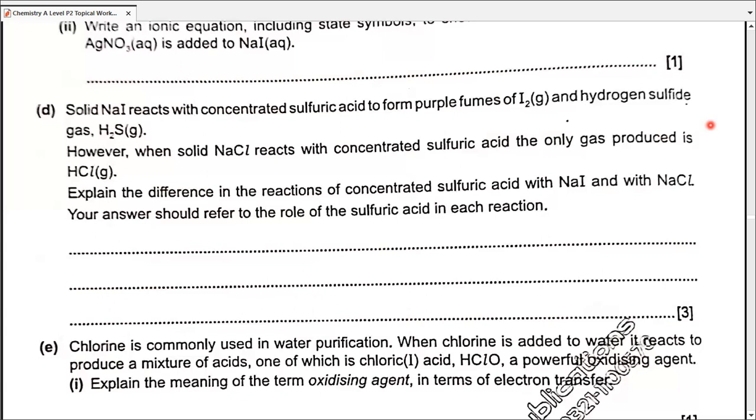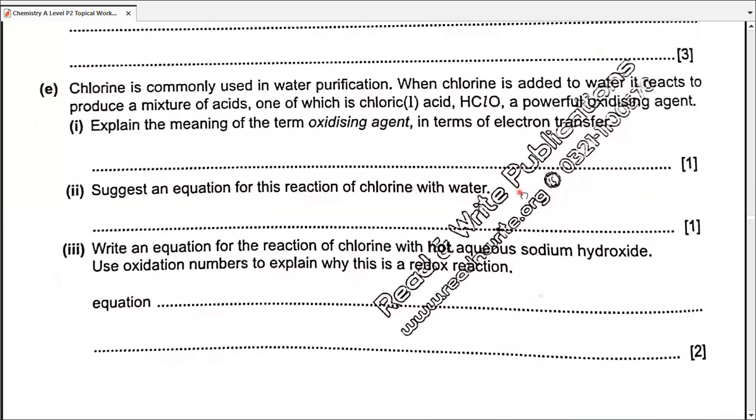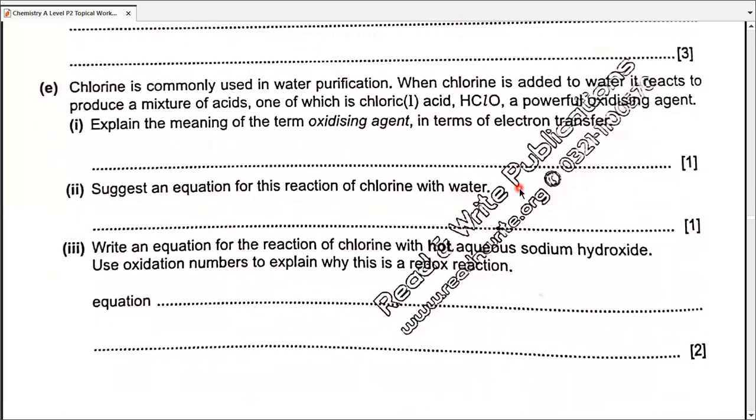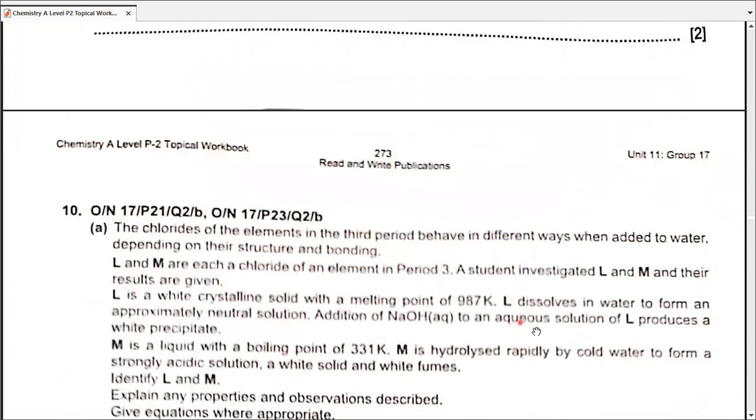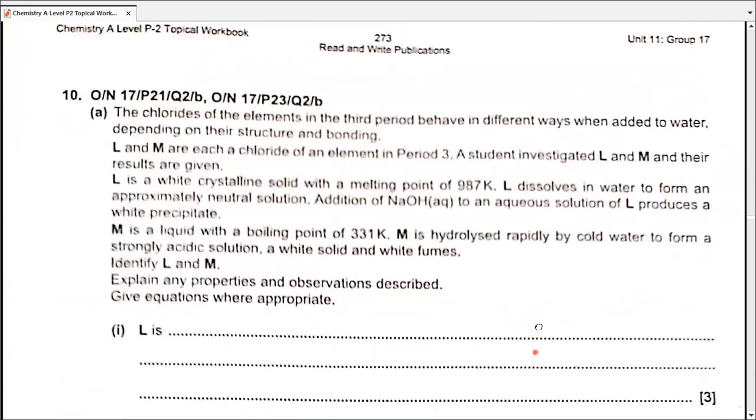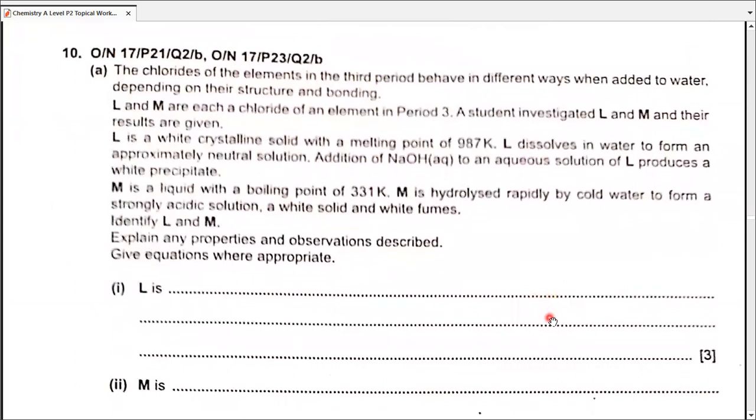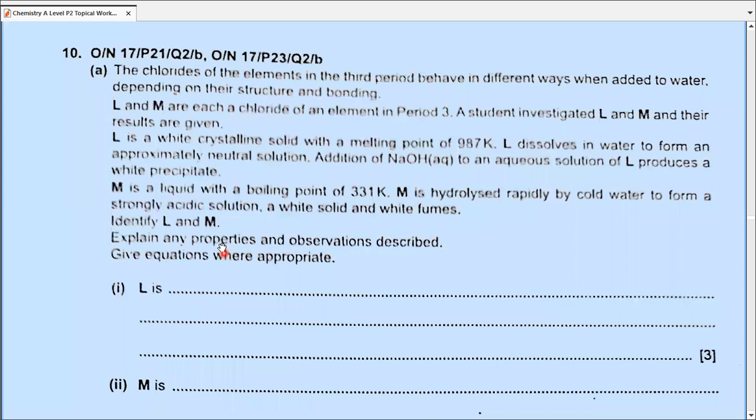Good. There are 3 marks, so 1, 2, 3. Yeah, a perfect answer. All right, let's move on. Easy, too easy. Yeah, let's go with this one. This is a good question.